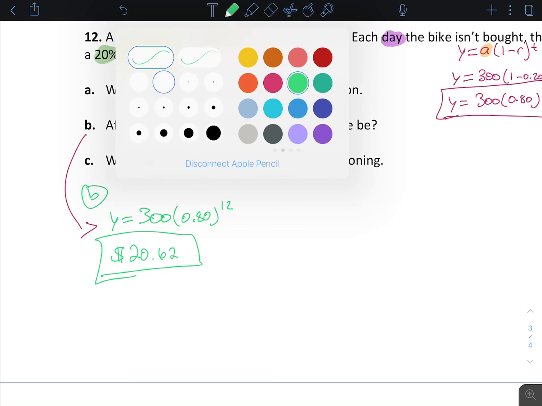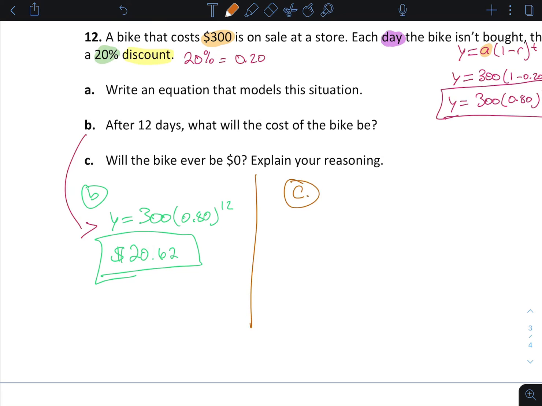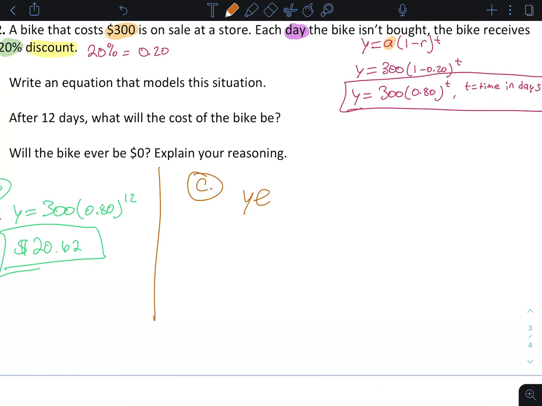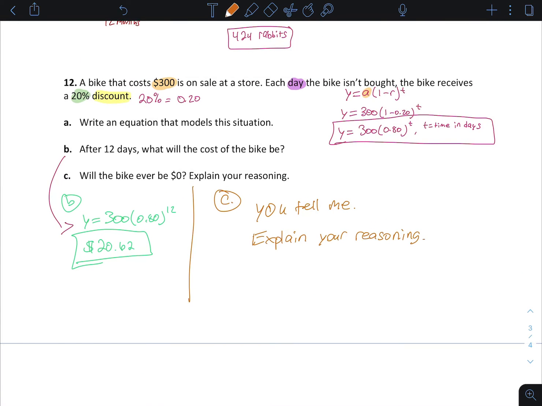Will the bike ever be $0? I will not answer this question. I want you to answer it. Think like a business owner. Do you want the bike that you're selling to be at $0? So, oh gosh, you tell me and explain your reasoning. If you give me a proper explanation, I'll give you credit. Yes or no, you tell me.